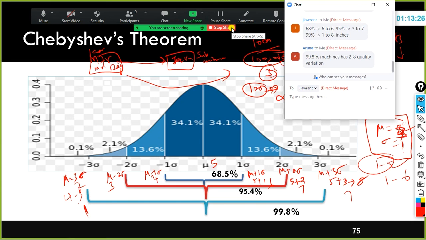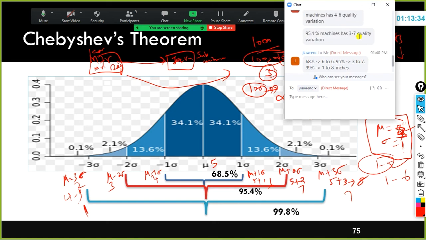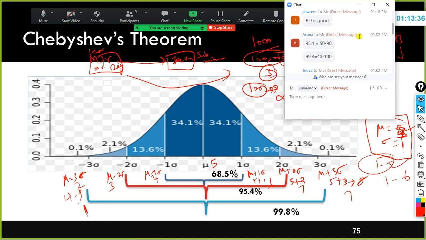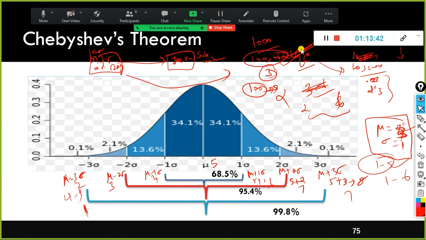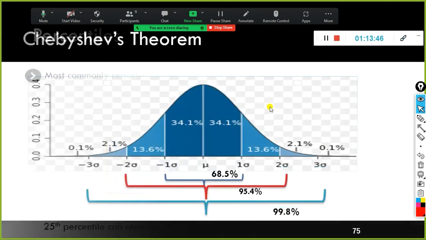I don't know, 99.8% has 2 to 8 quality variation. Yes, Lawrence, 6 to 6.95, 3 to 7, 1 to 8 inches. Yes, correct. So how about the others? This is a very simple one, guys. Don't say you're not able to understand. Then you need to work on your side, okay? Watch my video one more time so that you'll be able to understand.